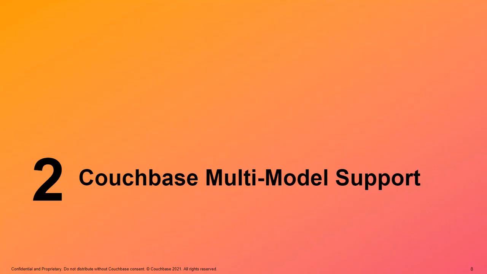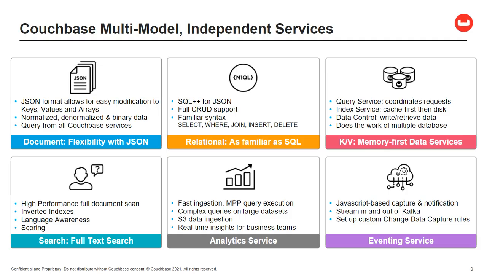Okay, and so what I want to talk about now is the multi-model. I touched on that briefly, and what does that mean? Let's go into that in a little more detail here. So these highlight the core advantages and benefits of Couchbase, right? So number one, flexibility with JSON that allows for easy modification of schemas, of values, can be very flexible and can be queried from Couchbase.